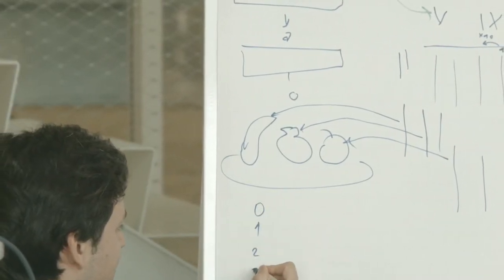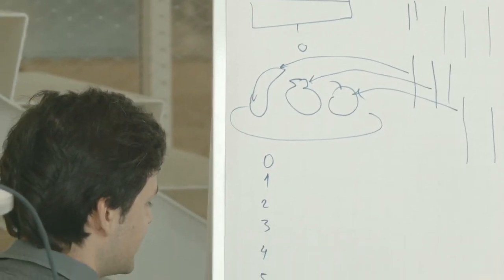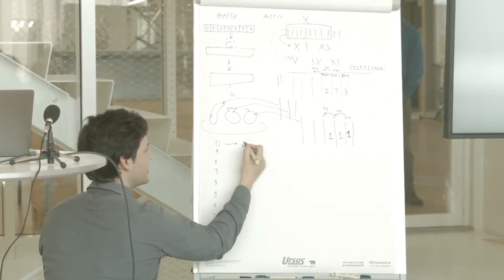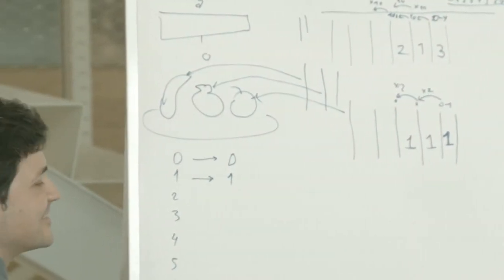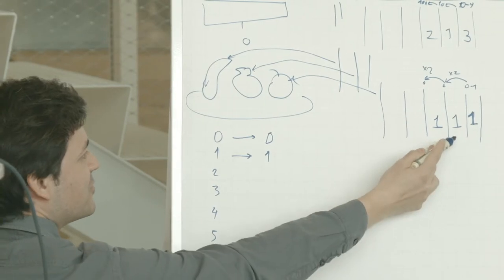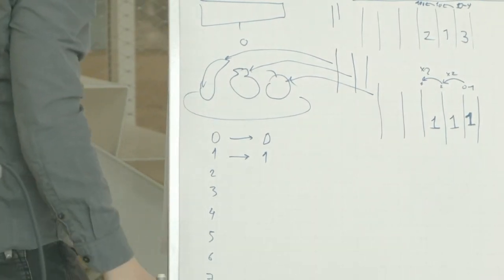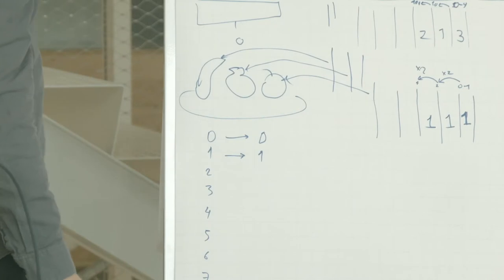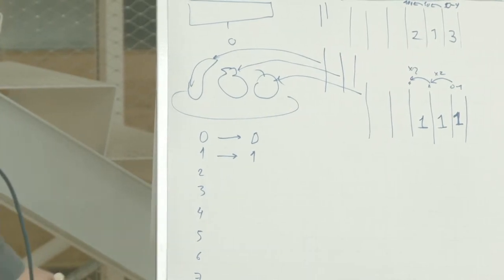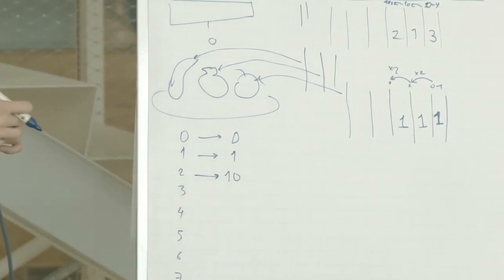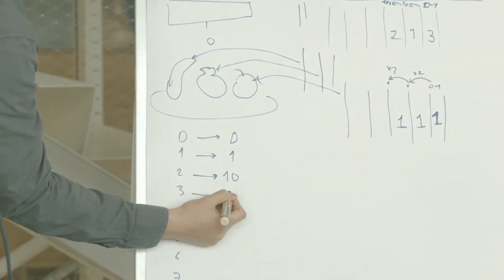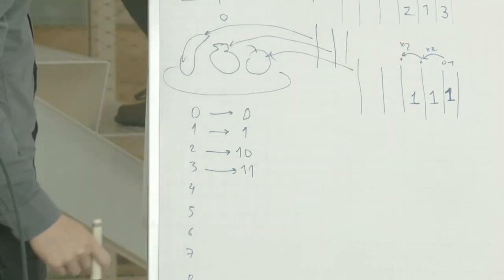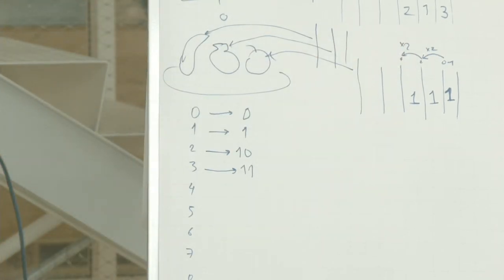0, 1, 2, 3, 4, 5, 6, 7, 8, 9, 10. 0 is 0, 1 is 1, 2 is, just think, I have 1's place and 2's place. What would be in 0, 1? 0, 1 would mean that I have 0 2s and one 1, which is 1. Yeah? 1, 0. You agree? 2 is 1, 0. What is 3? 1, 1. Yeah? Now I exceeded. I cannot go further with this. If I go to the next number, I need to go to the next place. What would be 4? 1, 0, 0.